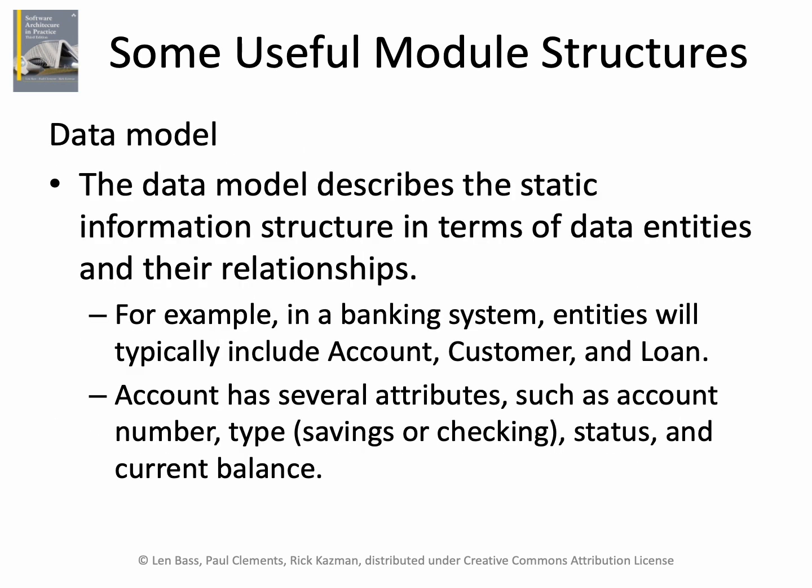Data model. The data model describes the static information structure in terms of data entities and their relationships. For example, in a banking system, entities will typically include account, customer, and loan. Accounts have several attributes such as account number, type, savings and checking, status, and current balance. This can also be applied in the same fashion in a university management system.